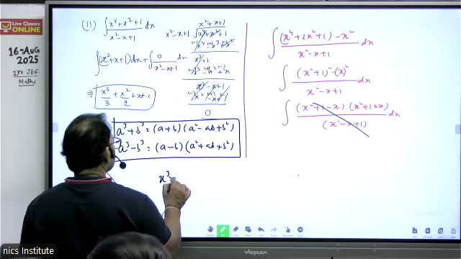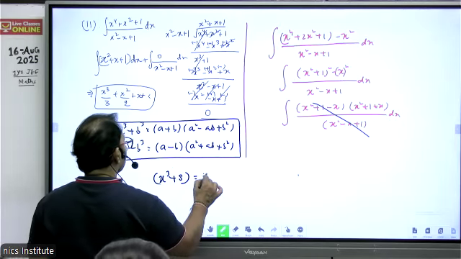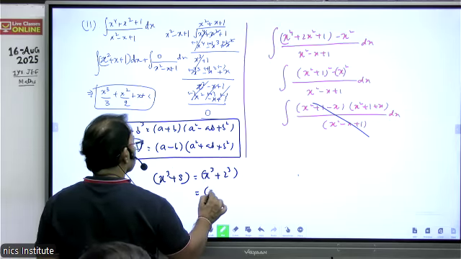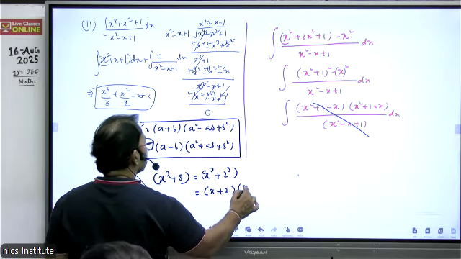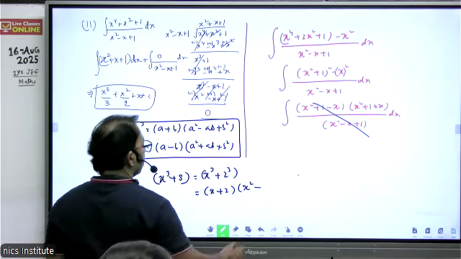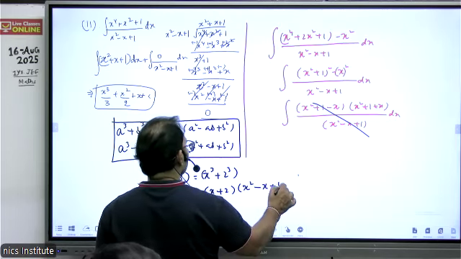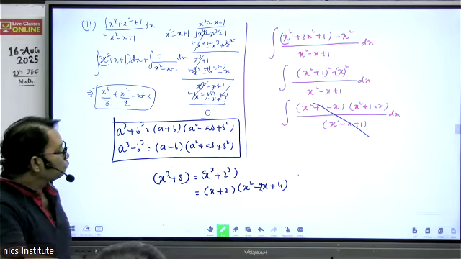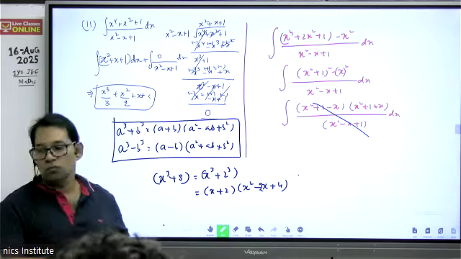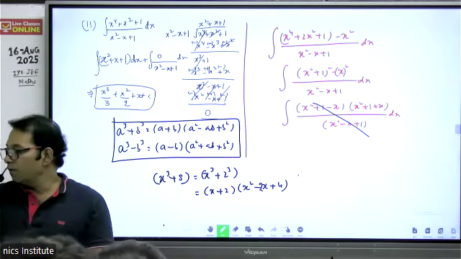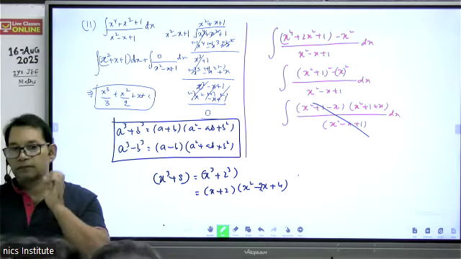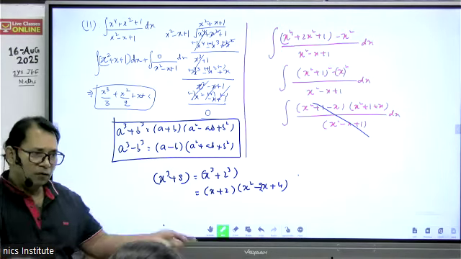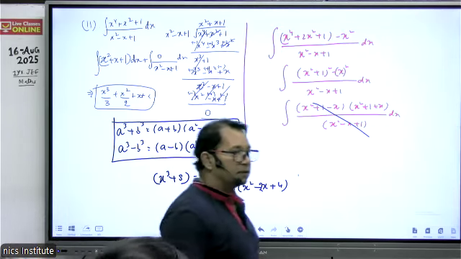x cube plus 8, you can write x cube plus 2 cube, which is x plus 2 into x square minus ab plus b square. So that will cancel out. One factor will cancel out. वो तो कट ही रहा है नीचे तो पूरा. This entire term is cancelling out.